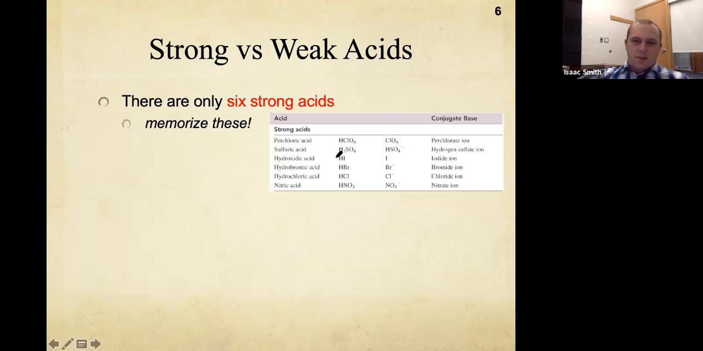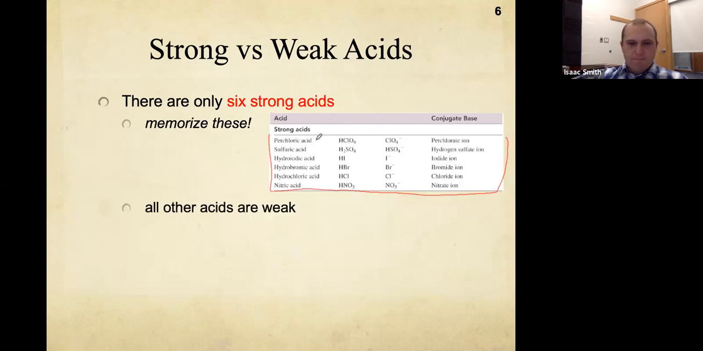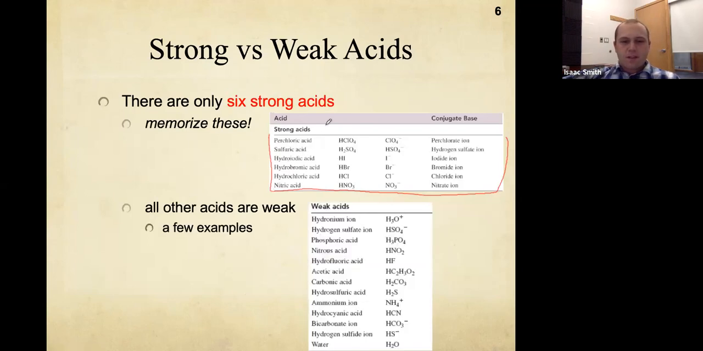Okay, so the way to know something is a strong acid is just, unfortunately, to memorize it. So there are 6 strong acids that you need to know, and they're on this chart. And then anything else is going to be a weak acid. Okay, so that's how you know if something's a strong acid or a weak acid. It's strong if it's on this chart. If it's not on this chart, we're going to call it a weak acid. Okay, so here's some examples of weak acids, but again, anything else that's not on the chart is going to be a weak acid.